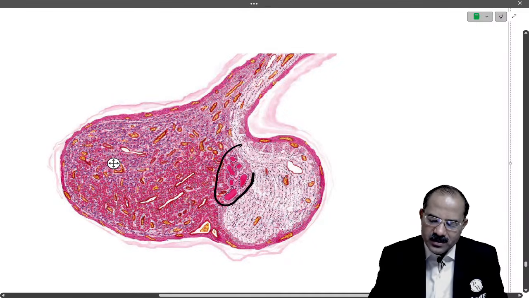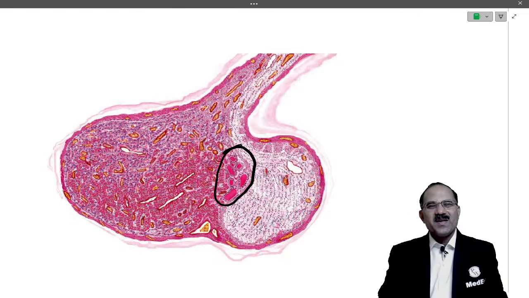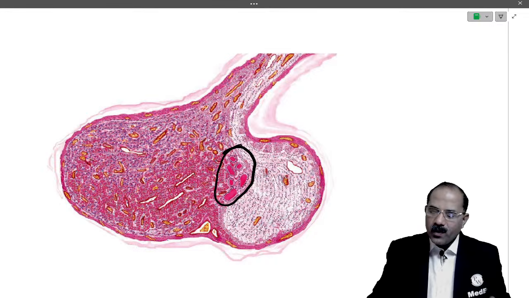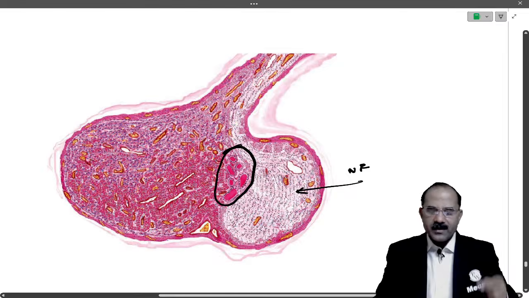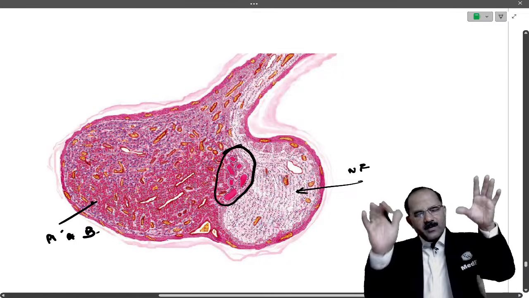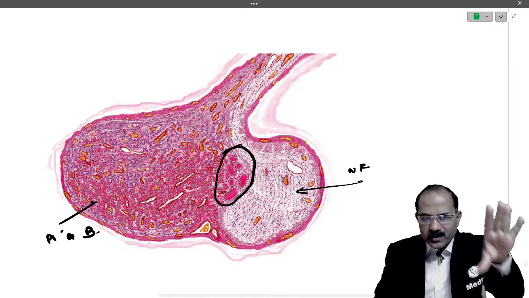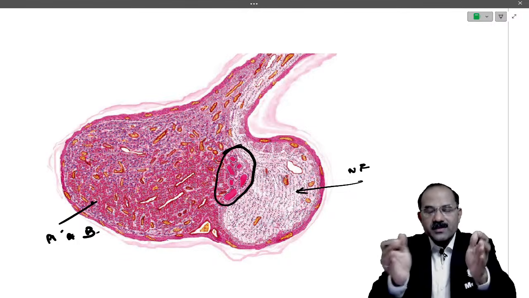Some of the students just see this and identify it as thyroid gland. But no, this is not thyroid gland. If you see here and there on this slide, you see nerve fibers, and here you see acidophils and basophils, the chromophils. So you see acidophils, basophils in front, you find nerve fibers behind, and you find colloid-filled vesicles in between.